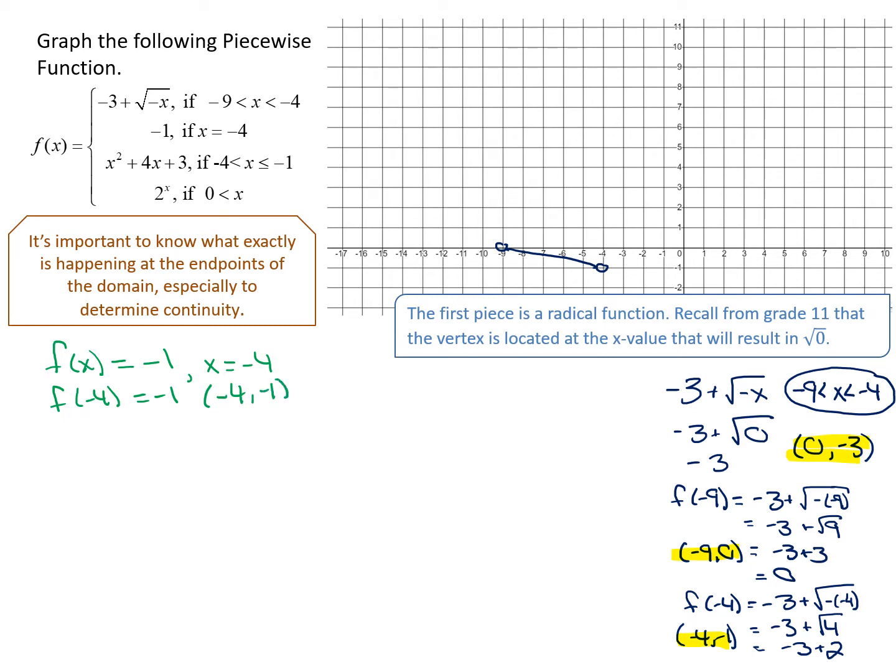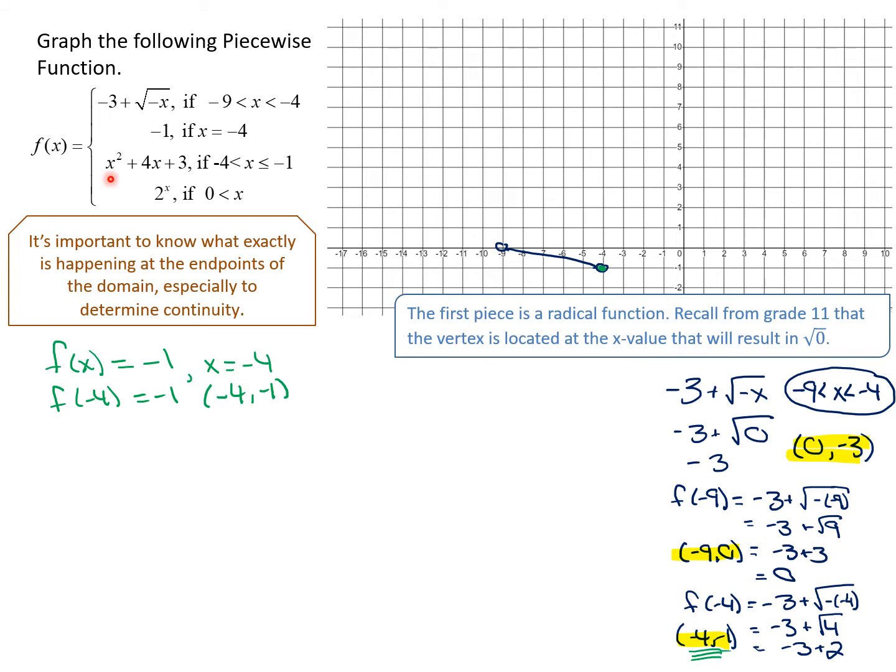And if you look at our graph, we had negative 4. Look in the bottom right hand corner here. We had negative 4, negative 1 before, but we had an open circle. So now we're being told we need to fill in that circle. So that circle is now, I'm coloring it in green, filled in because of the second piece of the piecewise function. So let's take a look at the third piece now.